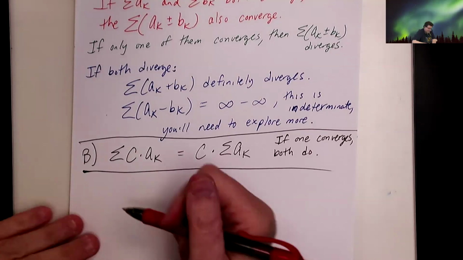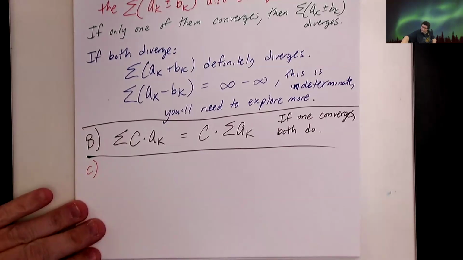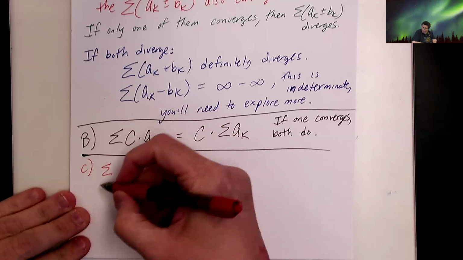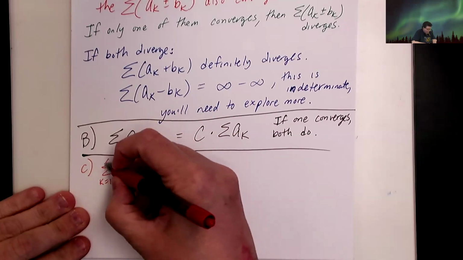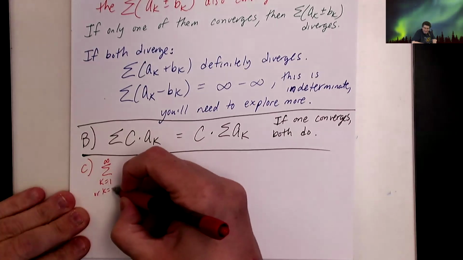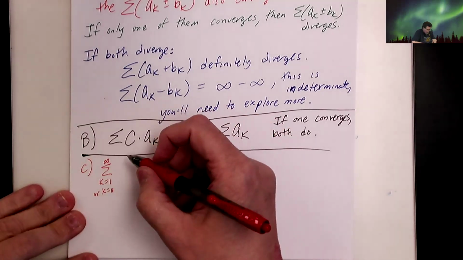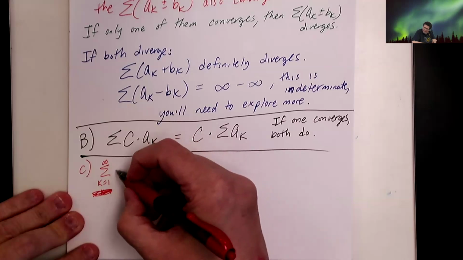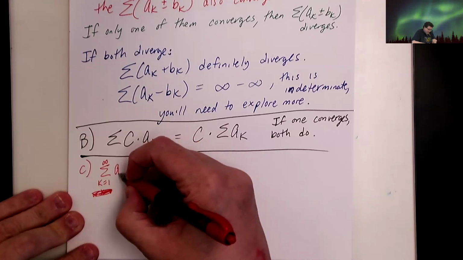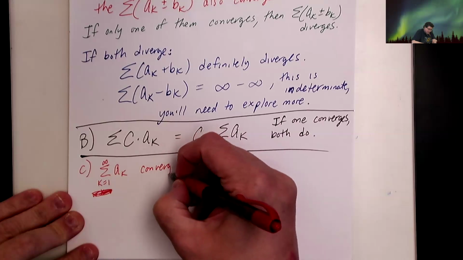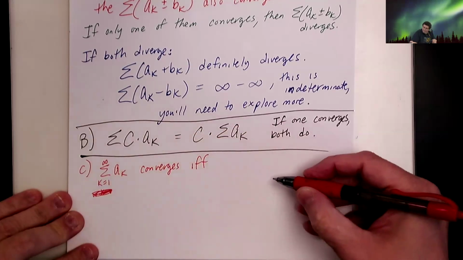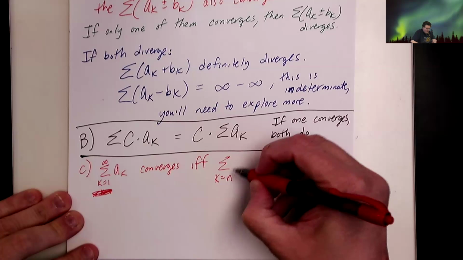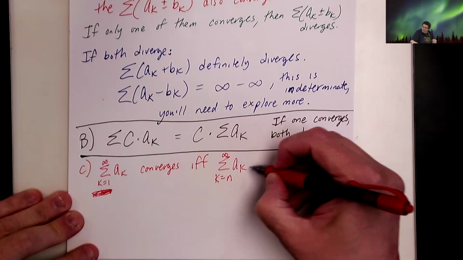And the last one is kind of neat. If we have the summation of k equals 1 to infinity, or we could have k equals 0 to infinity, no, let's stick with k equals 1 because I want to make sure that we hit cases that 0 doesn't mess up, of A sub k converges if and only if the sum of k equals n to infinity of A sub k converges.